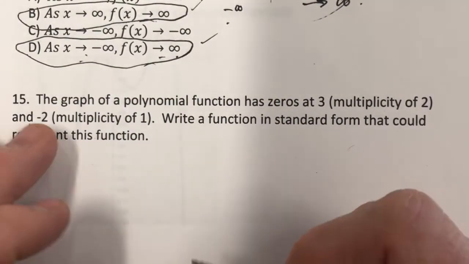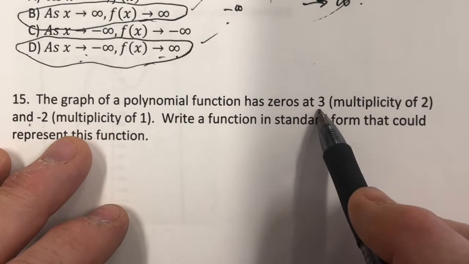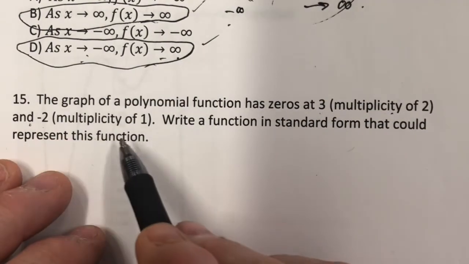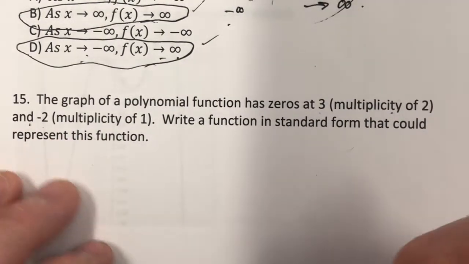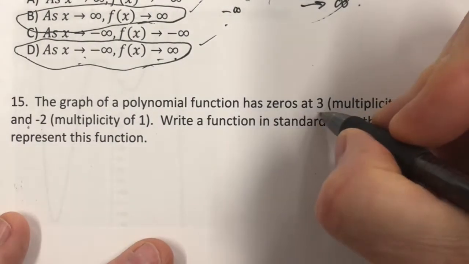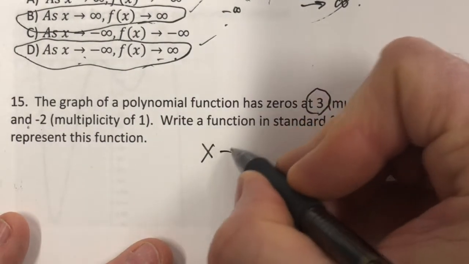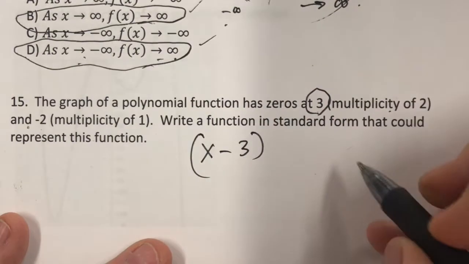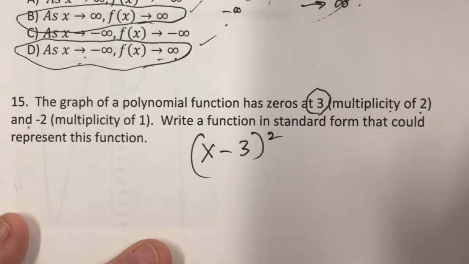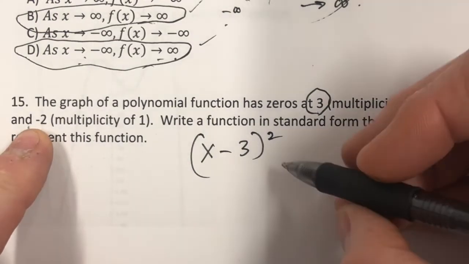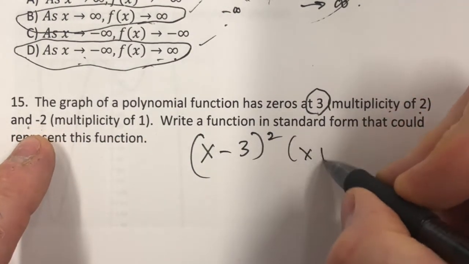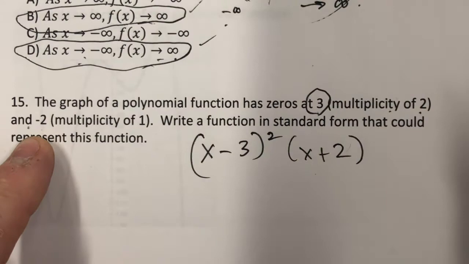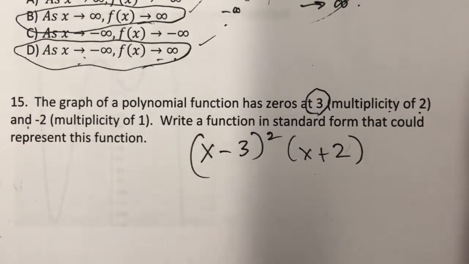15. The graph of a polynomial function has zeros at 3, multiplicity of 2, and -2, multiplicity of 1. Write the function in standard form that could represent this function. All right, so if there's a 0 at 3, that means my factor is x minus 3. It has multiplicity 2, which means it's squared. Then it has a 0 at -2, multiplicity of 1, which means it's going to be x plus 2.